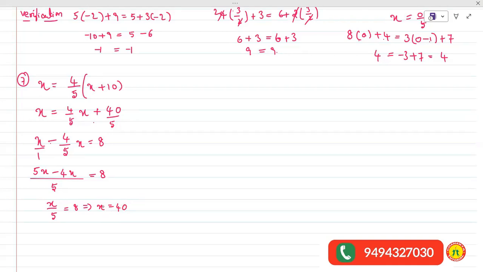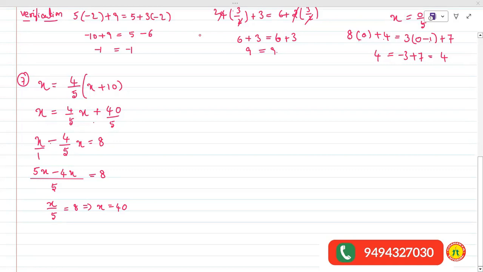Sir, can we also do x by 1 equal to 4 by 5 and do cross multiplication? Yes, of course, here the denominators are same, then we can take cross multiplication. There is nothing wrong. But if here it is 3, here 5, or here 4, here 5, something like that, at that time we get the wrong answer. In this case, 5 is there, so we take 5x equals 4x plus 40. Yes, of course, it is perfect. Now, the x value is 40. Very good.